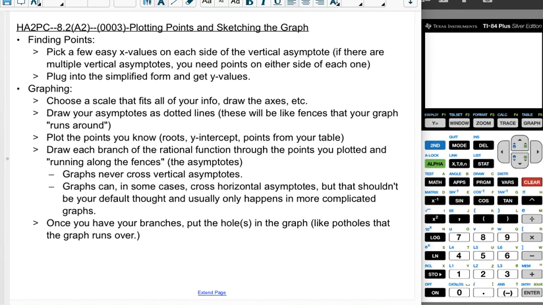All right, this is Honors Algebra 2 Pre-Calculus. We're doing 8.2 in Algebra 2. This is our third and final video in the section. We're plotting points and sketching the graph. So here we're putting all the pieces together.